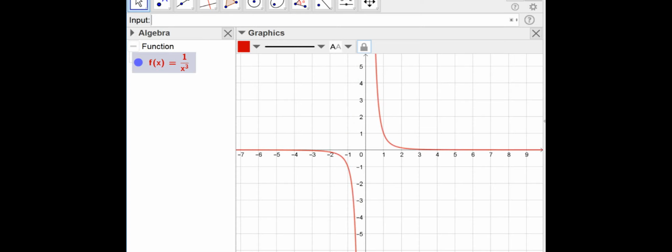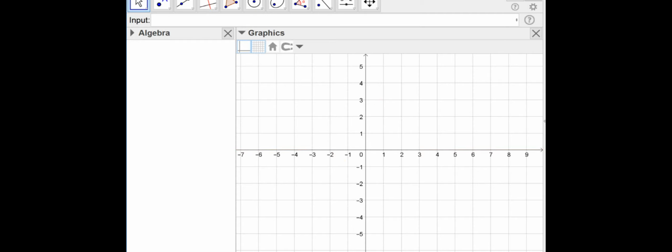1 over x cubed looks a lot like 1 over x, right? Okay, now the rate of increase or rate of decrease on this is a little bit faster than what it was on 1 over x because of that cubic in the bottom. If we understand those, which I'm not going to require you to, you could use transformations to graph all of our rational functions. Okay, and I'm going to demonstrate it with 1 over x.